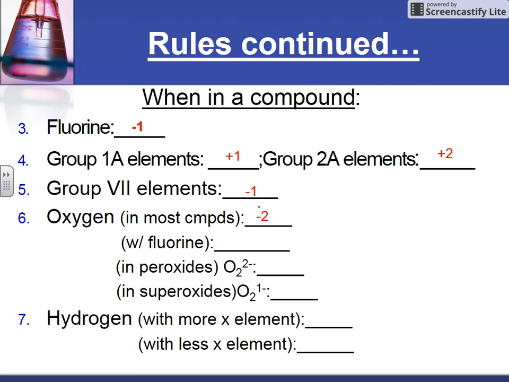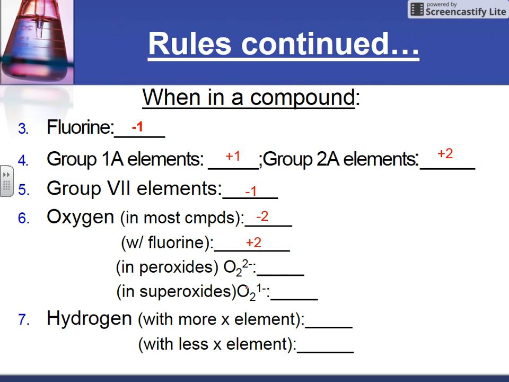In most compounds, oxygen is going to be assigned an oxidation number of -2. Now, keep in mind, these oxidation numbers are if they're in a compound. Remember, compounds are neutral. So if they're in a compound and you're trying to assign your oxidation numbers, -2 for oxygen normally. However, if oxygen happens to be paired up with fluorine, since fluorine gets precedence, you would assign oxygen's oxidation number as a +2.